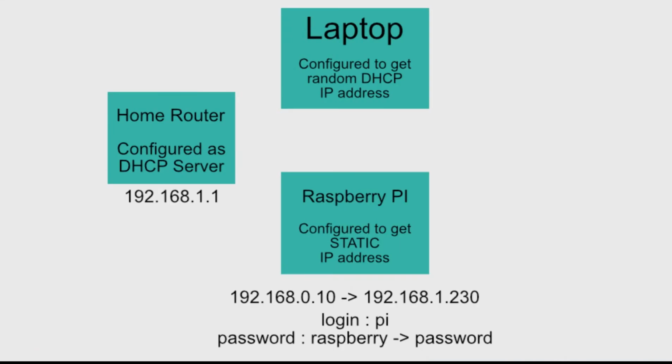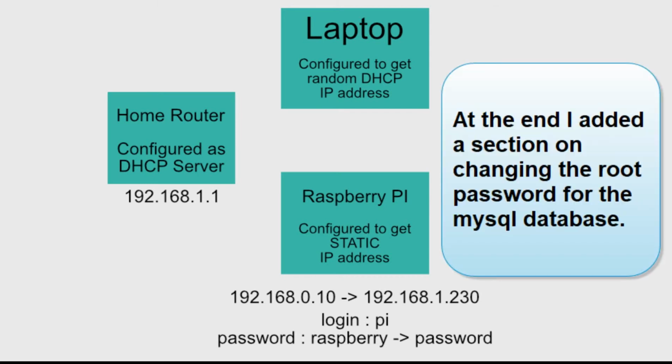Today we're going to do a little bit of cleanup. We're going to change my computer or laptop to DHCP from a currently configured static IP address, and change the Raspberry Pi from a 192.168.0 address to a 192.168.1 address. We're going to change the password from Raspberry to password, or you can set it to whatever you want.